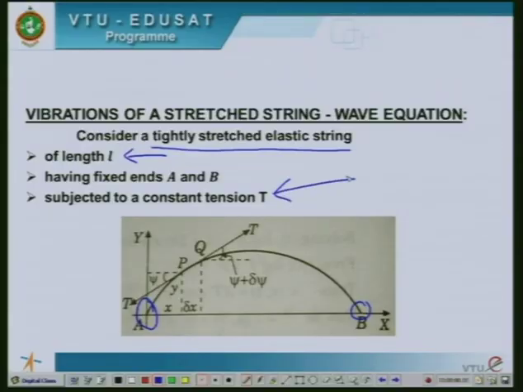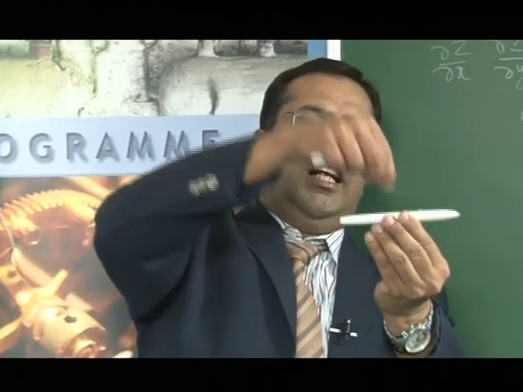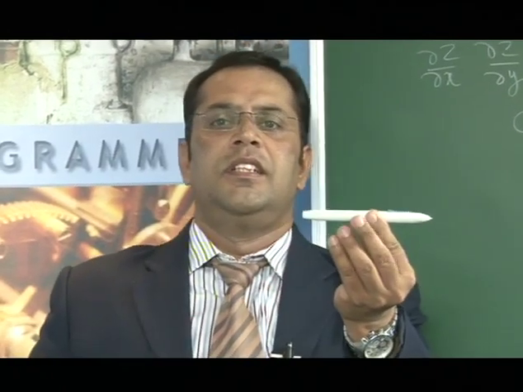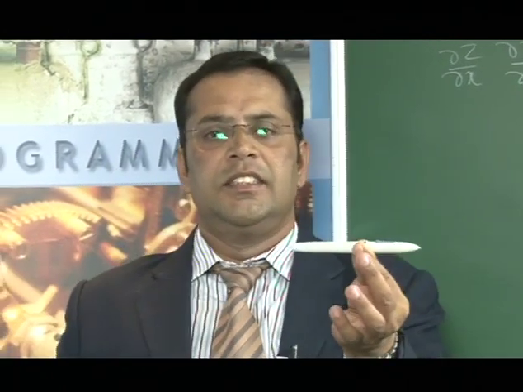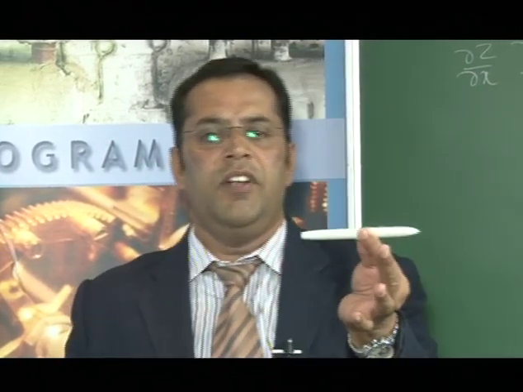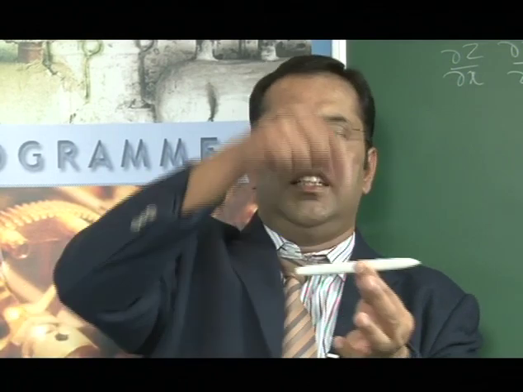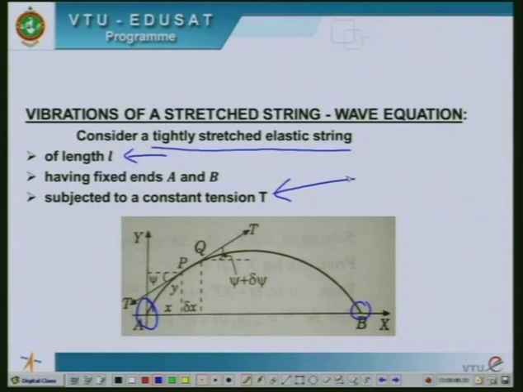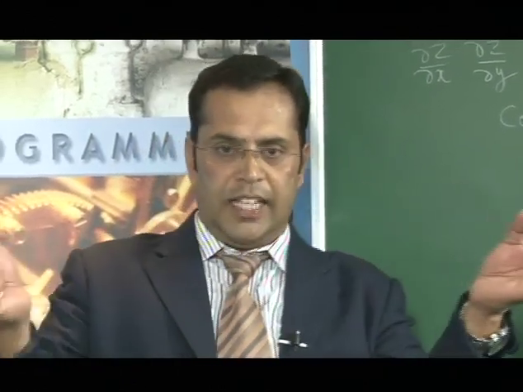It is quite obvious that if you have a stretched string like this, if you pull the string and release it, what happens? Obviously, vibrations occur. So, the wave equation will deal with vibrations of such strings. Our assumptions we will repeat again. The string is of length L. Second, it has fixed ends A and B. So, you are securing the string at 2 points A and B, which is on the x axis, and it is subjected to a constant tension capital T.